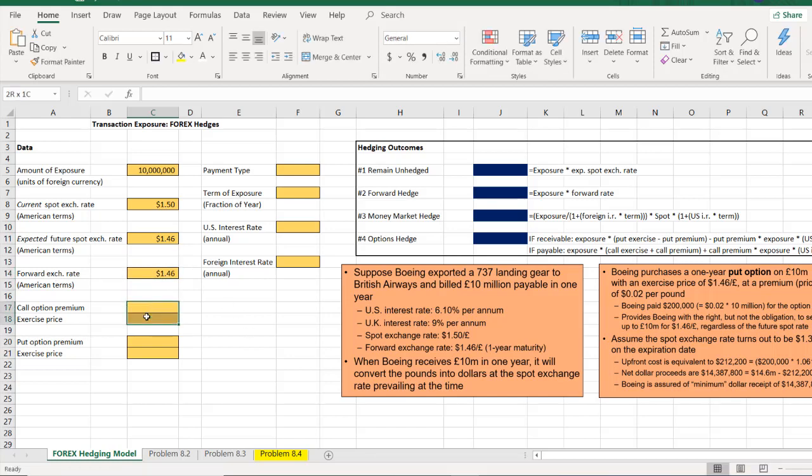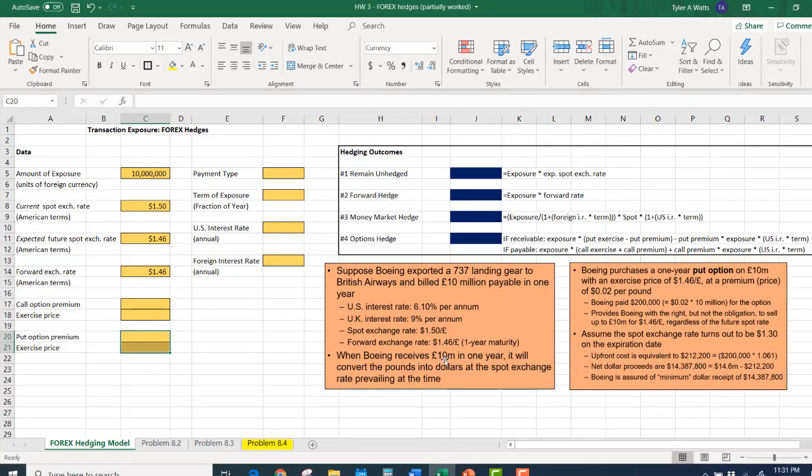Okay, now are we dealing with options? Possibly. Now, whether we're dealing with call or put depends on whether we're looking at a receivable or a payable. This is from Boeing's perspective, and Boeing sold the parts and billed payable, so it's payable to British Airways, but we're looking at Boeing's perspective here.